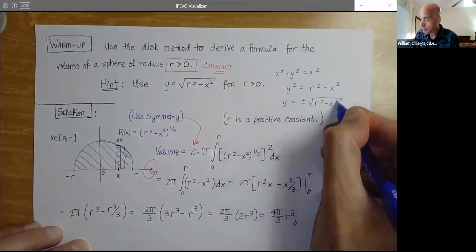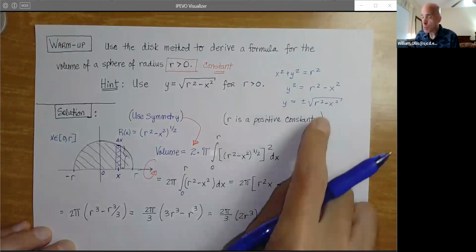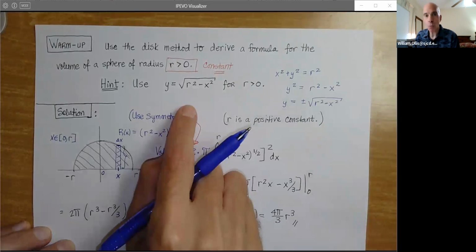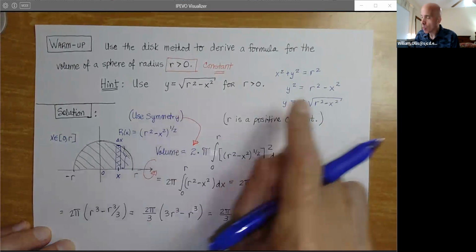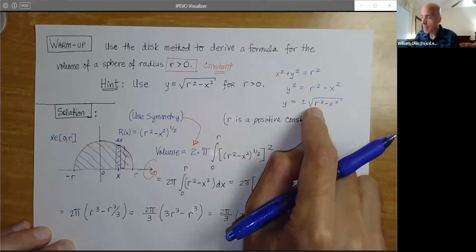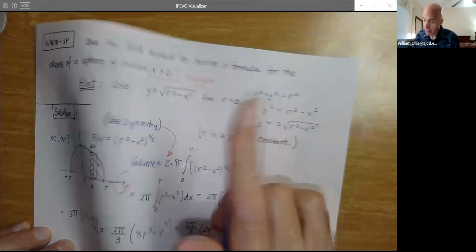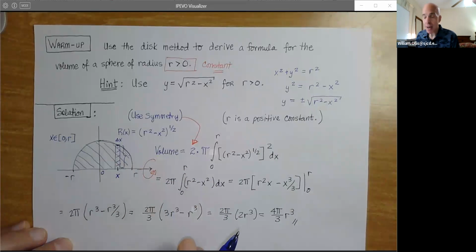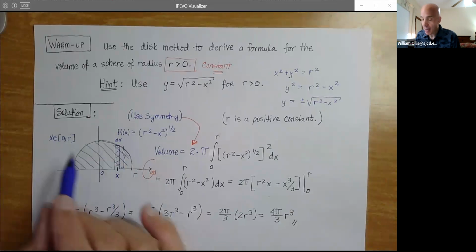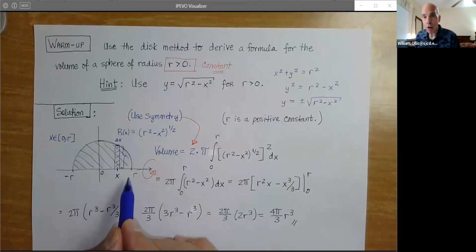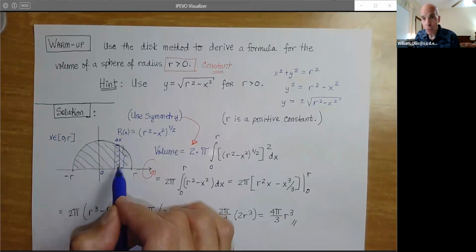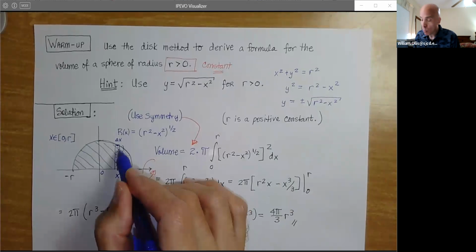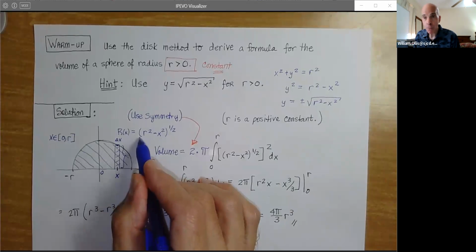Now, in this particular problem, you're thinking, well, how did I come up with this curve and why did I make this hint? Well, now we see if we just select the positive square root, we have the upper arc here. And so now when we select an x between 0 and r, we can simply draw the rectangle, and then we know that the length of the rectangle will just be given by the function formula.